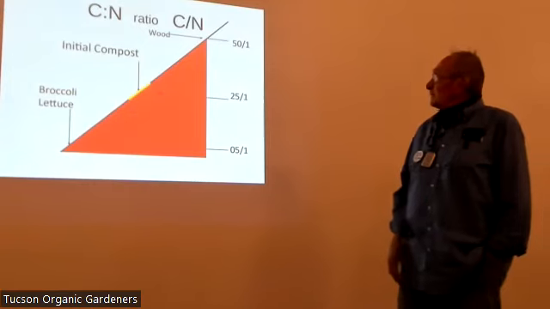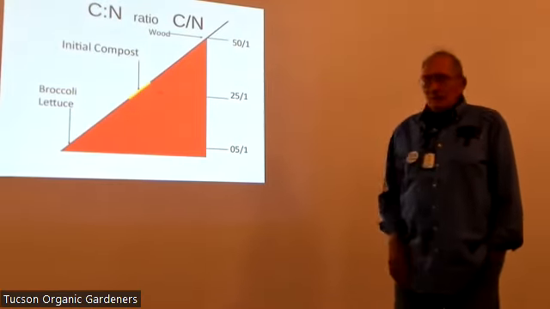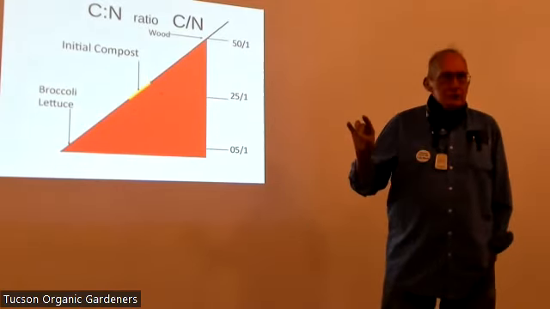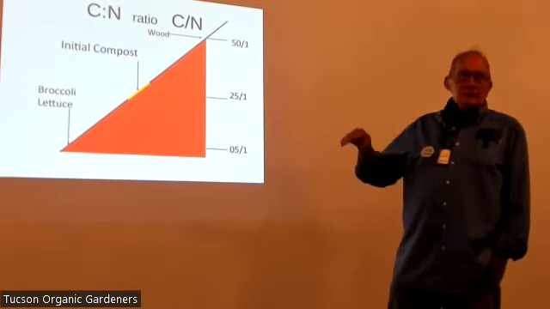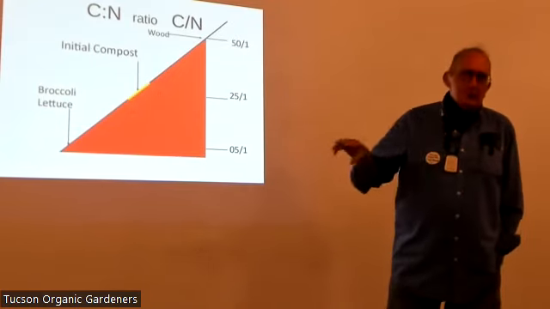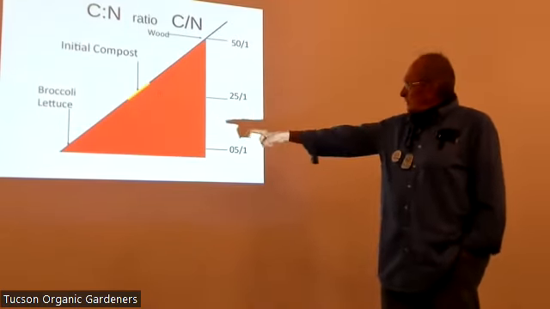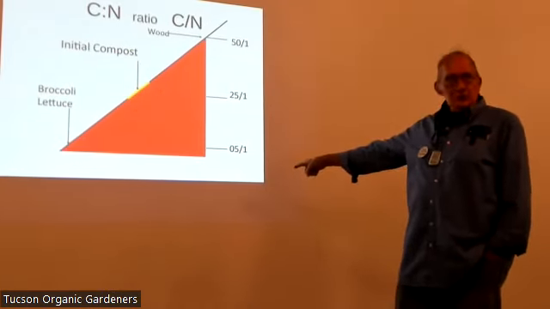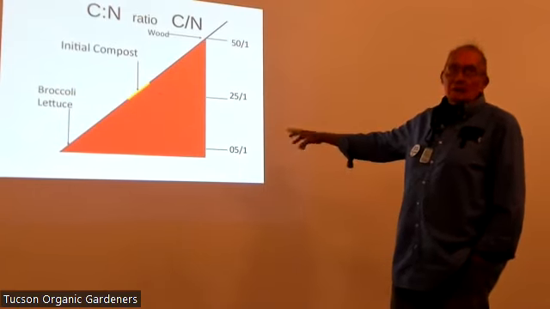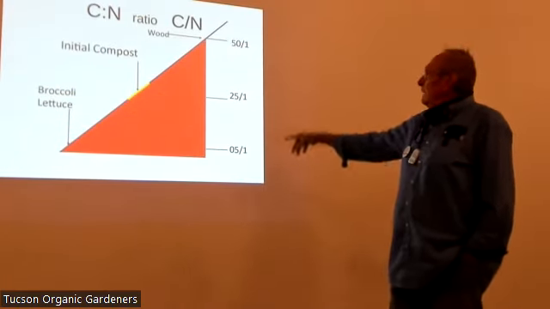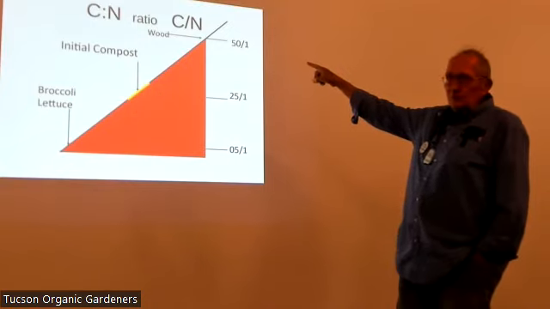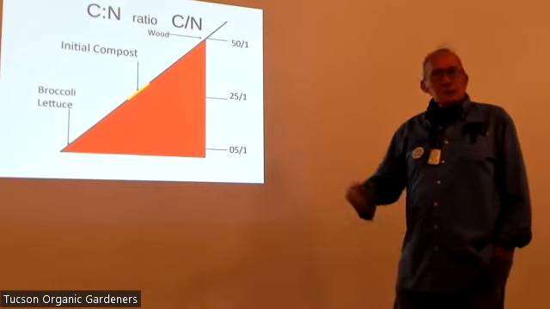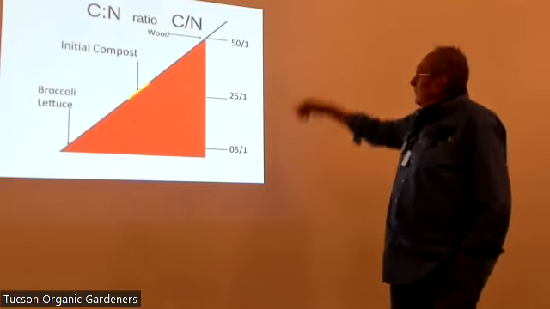Okay, this is the carbon to nitrogen ratio. Everything has both. We talk about the green things being high in nitrogen and the brown things being high in carbon, but there's always more carbon than nitrogen. Broccoli and lettuce is about a 5-to-1 ratio: 5 parts carbon, 1 part nitrogen. That's still high in nitrogen. Fresh cut wood branches are about 50-to-1: 50 parts carbon to 1 part nitrogen, and it goes up to almost 100.